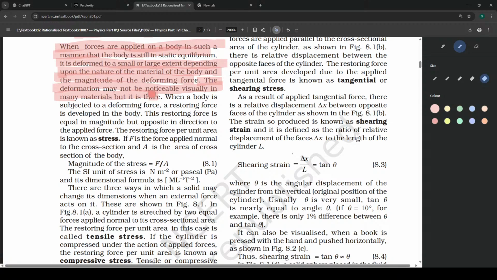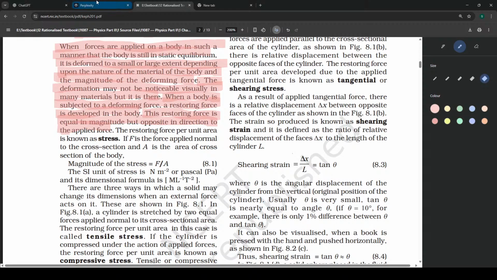The deformation may not be noticeable visually in many materials, but it is still there. When a body is subjected to a deforming force, a restoring force is developed in the body. This is also the reason why, when you push against a wall, if there is no force against us, we will obviously fall into the wall. But because we are not falling into the wall, we need to assume there is another force acting on us, that is a normal force, and there is also the restoring force that will be against the deforming force. When a body is subjected to a deforming force, a restoring force is developed in the body. This restoring force is equal in magnitude but opposite in the direction of the applied force.